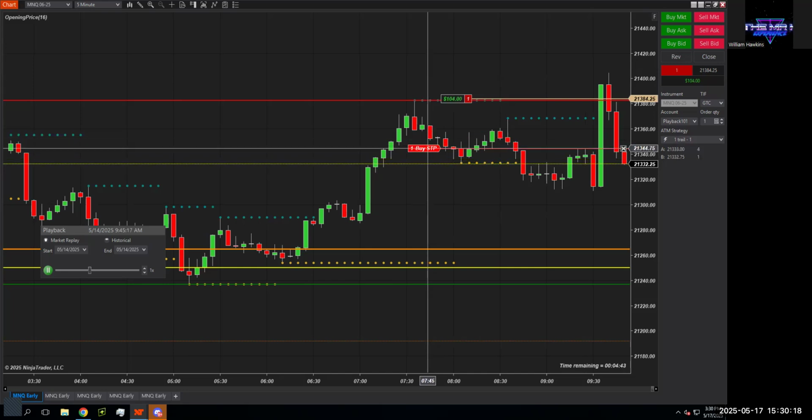But that's why I don't have a target on my ATM strategies, because if I can get a good buy or a good sell, I don't want to get knocked out by my target. I want to be able to move it.